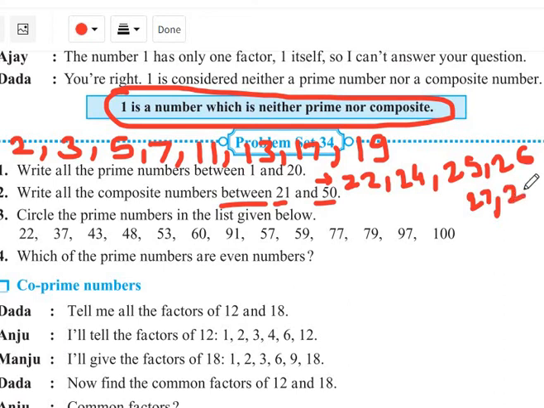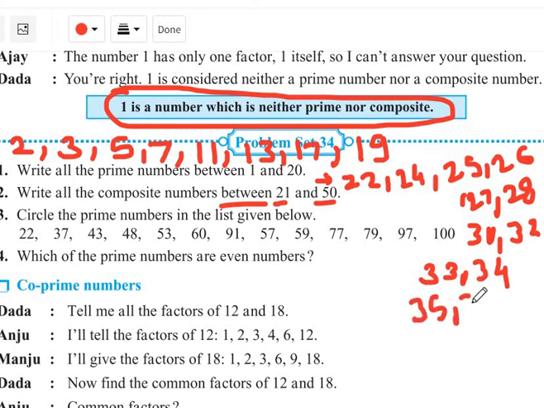28 is composite because it is divisible by 2. 29 is divisible by only 29, therefore it is not a composite number. Then the next number is 30. Then 32. Okay. Then which number is there? 33 is also a composite number. 34 is also composite. 35 is also composite. 36 is also composite. But 37 is not composite because 37 is divisible by only 37.